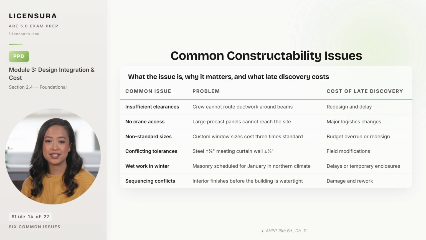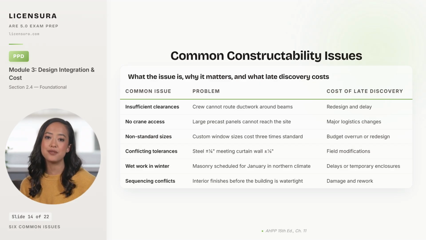Conflicting tolerances is the fourth. Steel framing holds a 1/4 inch tolerance, while curtain wall holds a 1/8, and the joint between them needs field modification on every project where the architect failed to design the tolerance transition. Wet work in winter is the fifth. Masonry, scheduled for January in a northern climate, requires temporary enclosures and heated curing, which add weeks and dollars.